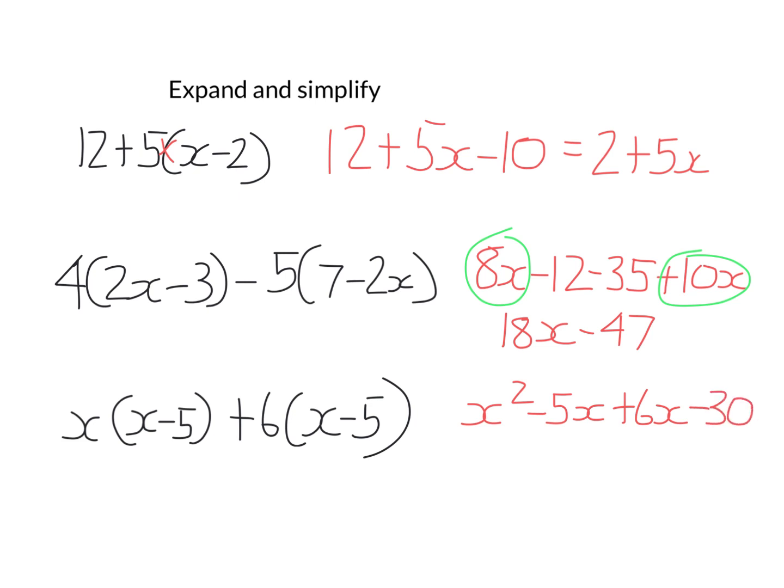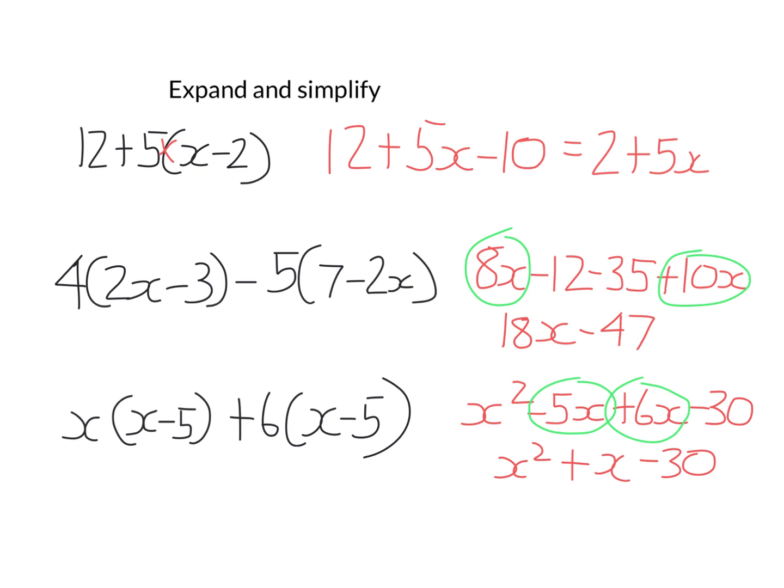So we have 4 terms here, and we have 2 like terms. This is not a 5x, it's a -5x. -5 plus 6 is 1, so we're just left with x squared plus x, or 1x, minus 30. Remember, x squared and x are not like terms. This has 2 x's, this only has 1. I can't simplify this any further because there are no like terms, so I'm done.